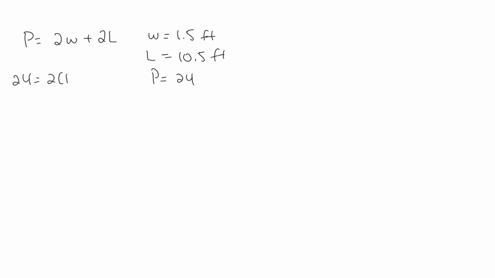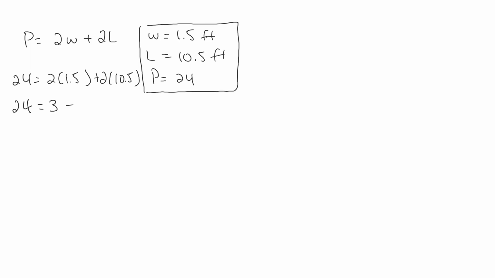So let's go to the next slide. We have P equals 2W plus 2L, W for width, L for length. We decided the W was 1.5 feet and the length was 10.5 feet. And don't forget perimeter is 24. So we get 24 equals 2 times 1.5 plus 2 times 10.5. Let me put that in a box so we can separate things. So 2 times 1.5 is 3. 2 times 10.5 is 21. And 3 plus 21 is 24.